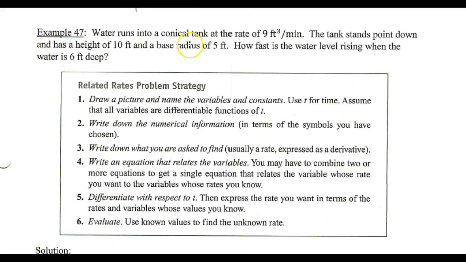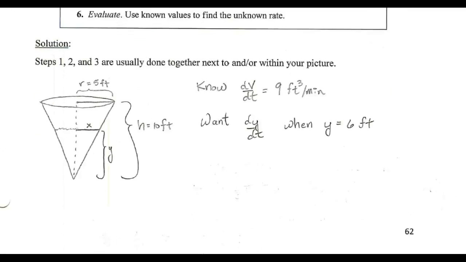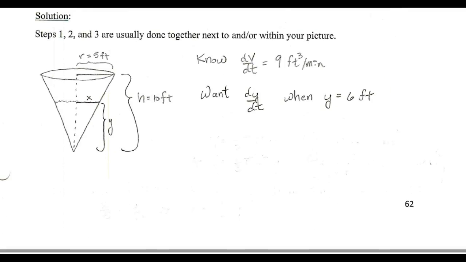So remember the example: water runs into a conical tank at the rate of 9 cubic feet per minute. The tank stands point down and has a height of 10 feet and a base radius of 5 feet. How fast is the water level rising when the water is 6 feet deep? So the first step is to draw yourself a picture. And by the way, usually steps 1, 2, and 3 are all done together. We draw ourselves a picture and we try to label the things that are changing.